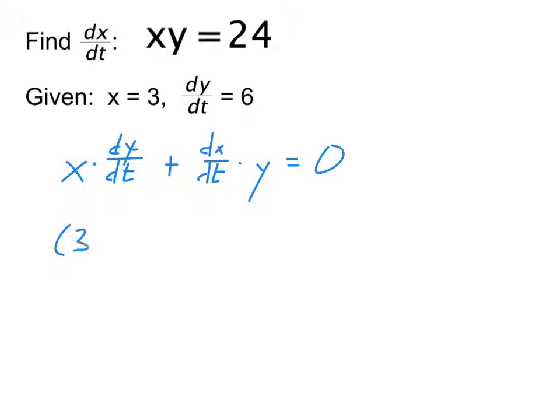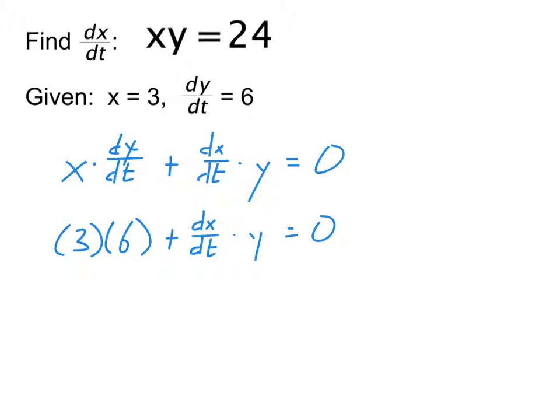I ended up finding that's 3 times dy over dt. I have that. That is known to be 6. Plus dx over dt. Well, that's what I'm trying to find, remember, up here. So I'm going to leave that as dx over dt. And then times y. I don't know what y is. But if I'm going to figure out what dx over dt is, I need to know what y is. Solve for y. We can figure it out, can't we?